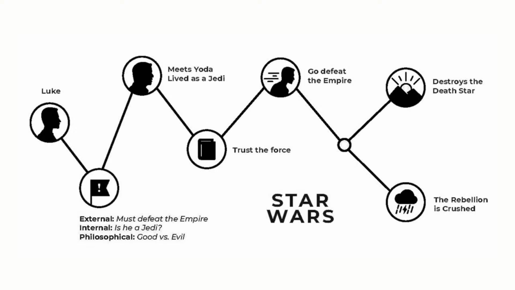But this one says he met Yoda, so Yoda's the guide. Yoda lived as a Jedi. Yoda gives him a plan: trust the Force. Now, is that all he was supposed to do? I don't know the movie, but trust the Force. Maybe that's when he got the lightsaber. I don't know. That part I know because my son had one. And Yoda tells him he's got to go defeat the Empire.